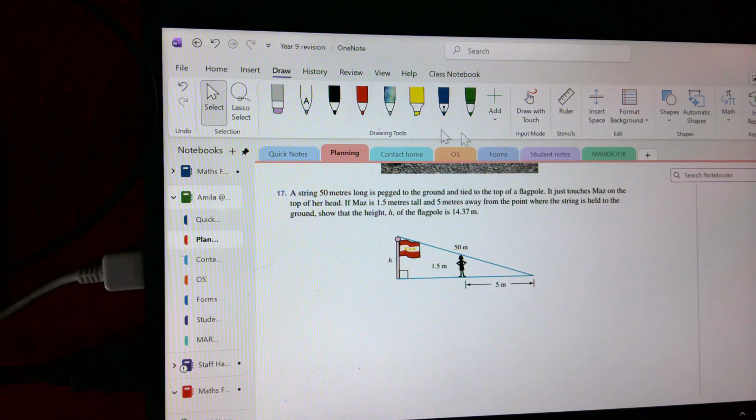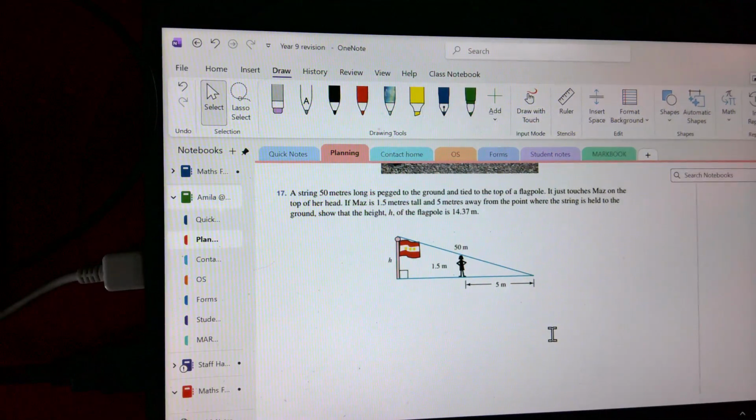So question 17, let's first read it. It says a string 50 meters long is pegged to the ground and tied to the top of the flagpole. It just touches Mass on the top of the head. Mass is 1.5 meters tall and 5 meters away from the point where the string is held on the ground. Show that the height of the flagpole is 14.37.